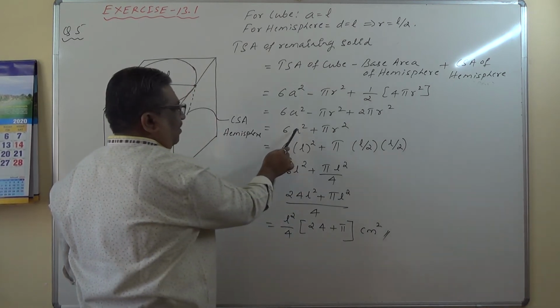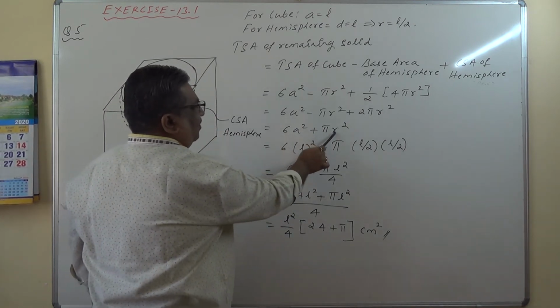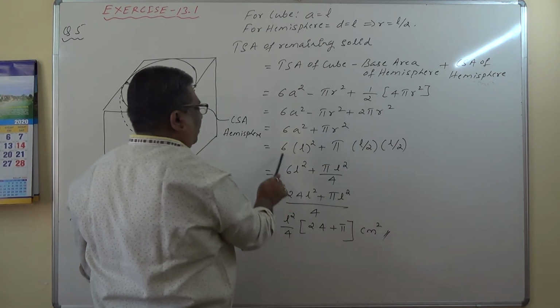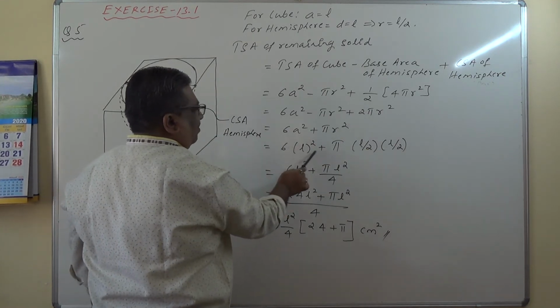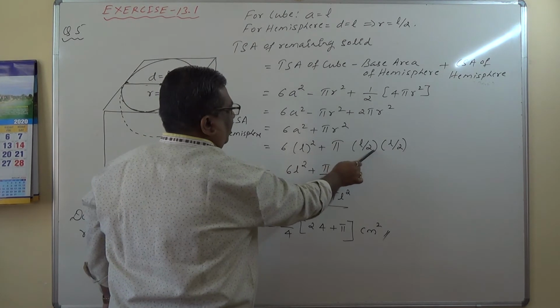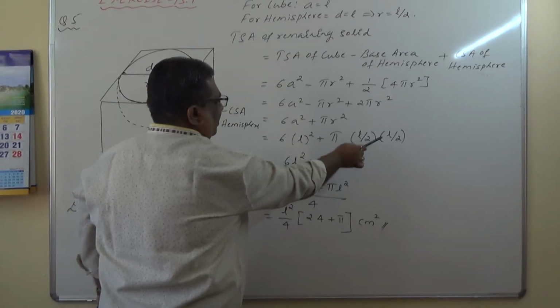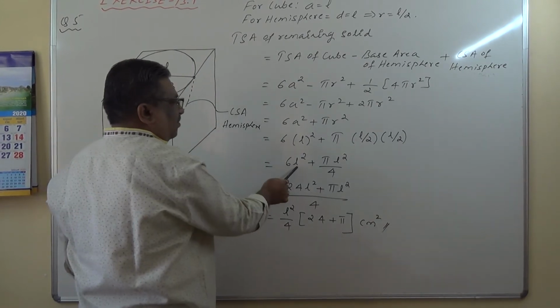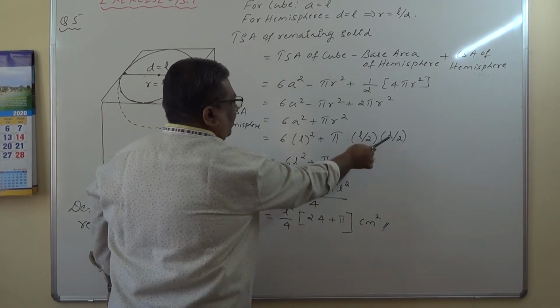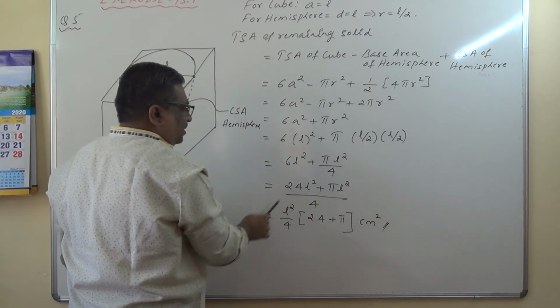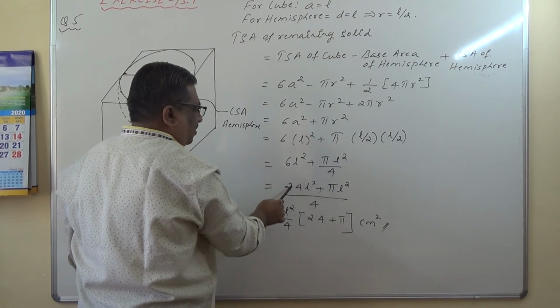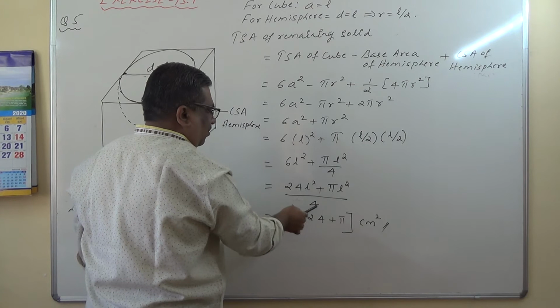So substitute the value of A as L and R equals L by 2. So 6a square is 6L square plus pi times L by 2 into L by 2, because R is equal to L by 2, so R square is L by 2 into L by 2. 6L square plus pi L square by 4. Take LCM. 6 4s are 24. 24 L square plus pi L square, the whole by 4.